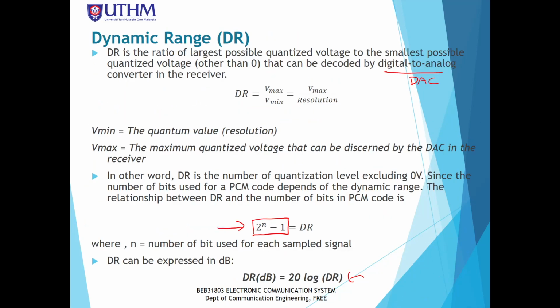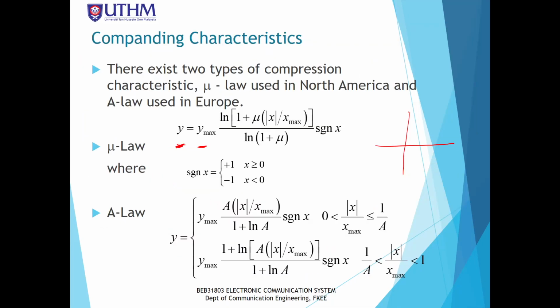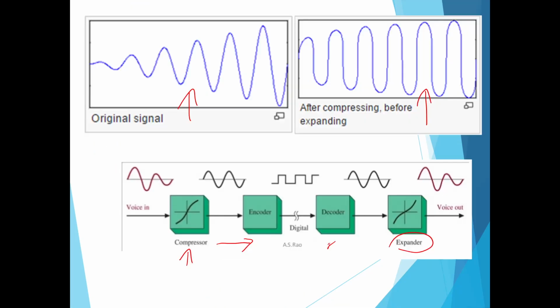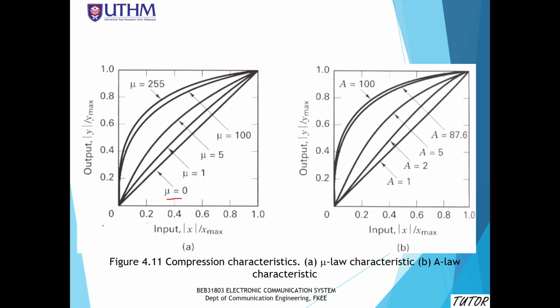So let's go through this for a while. Y max is the maximum quantized level, multiplied with ln(1 + mu). Mu is given based on the graph. You can use mu from 0 until 255, for example like this.